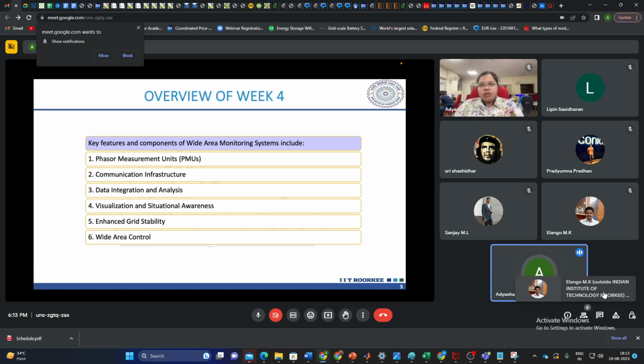And when this data is available at the control system, we'll have data integration and analysis of the data that is made available by the PMUs. And when we have the results of this data through the visualization tools available there, then we will have awareness of the current system situation. And by the knowledge of the current system situation, we can take control actions to enhance our stability. And this can be done through the wide area control.